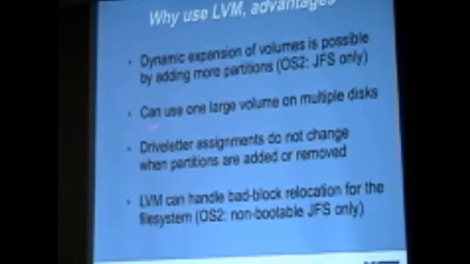Well, this is one of the reasons they did it: dynamic expansion is possible. You could add it, but only with the classical JFS on OS2. One large volume, multiple disks, drive letter and assignments don't change. That's another advantage. Sometimes if you've got external disks, for instance a USB thing, you've got the LVM information on there.